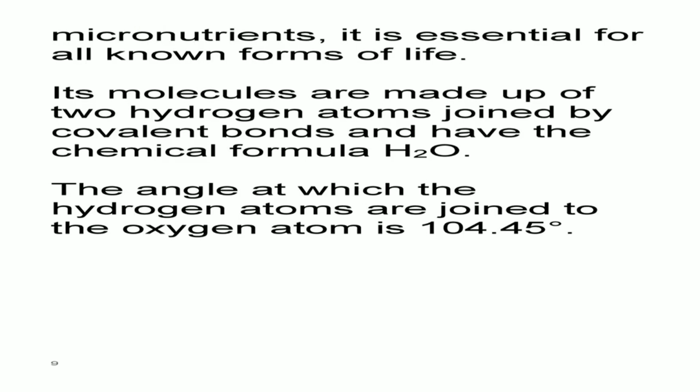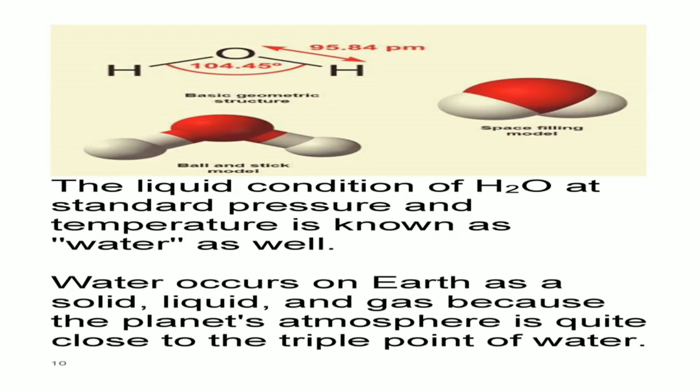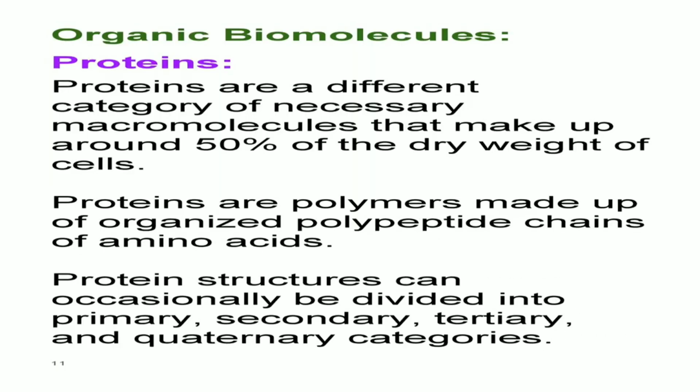Its molecules are made up of two hydrogen atoms joined by covalent bonds to an oxygen atom and have the chemical formula H2O. The angle at which the hydrogen atoms are joined to the oxygen atom is 104.45 degrees. The liquid condition of H2O at standard pressure and temperature is known as water, as well. Water occurs on Earth as a solid, liquid, and gas because the planet's atmosphere is quite close to the triple point of water. Organic biomolecules.